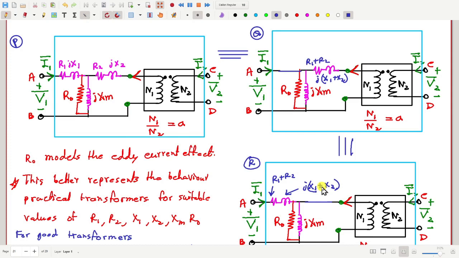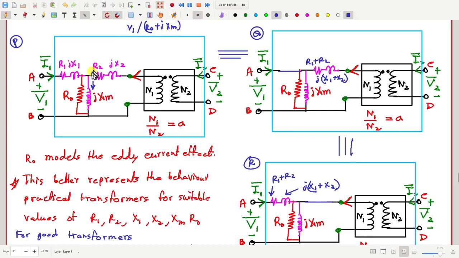But one thing you see, okay, if here the voltage is V1, tell me how much is the total current through these parallel branches, approximately. Who will tell me quickly? If this voltage is V1 and R1, X1 are small, how much is the current through this parallel branch, total current? Anyone? That will be V1 divided by R0 plus jXm.